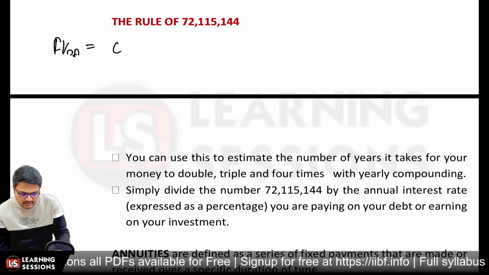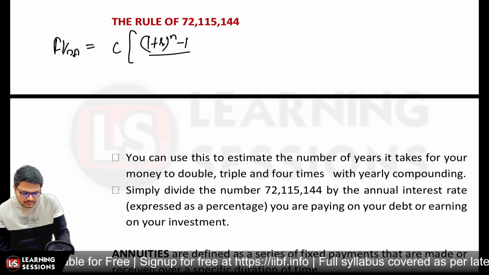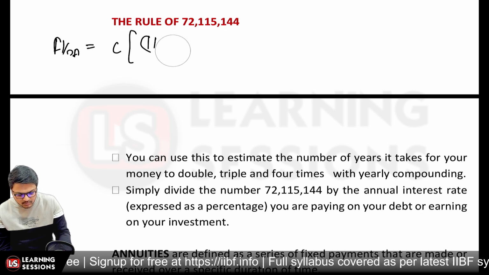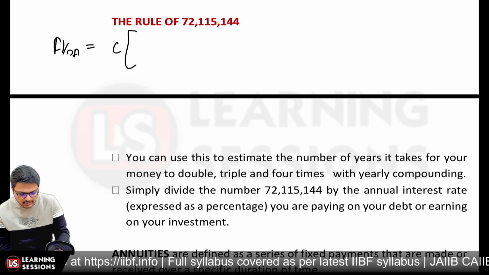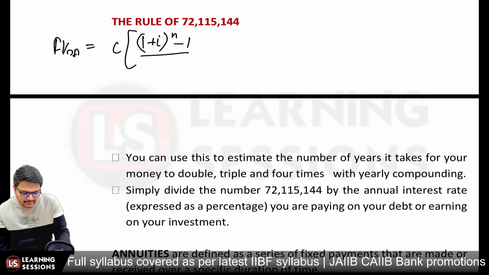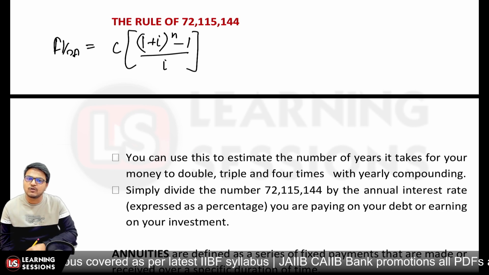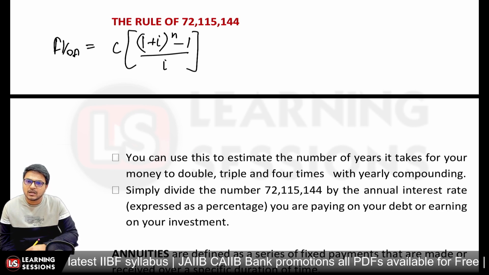So it is C into (1 plus R) raised to power n minus 1, divided by, sorry, not R over here. When we are talking about the future value, we are going to add the interest value. So it is (1 plus i) raised to power n minus 1, divided by i. This is a formula that you need to memorize, for future value of ordinary annuity.